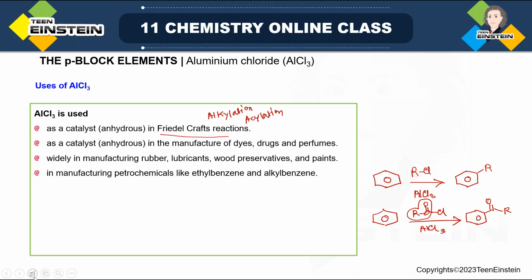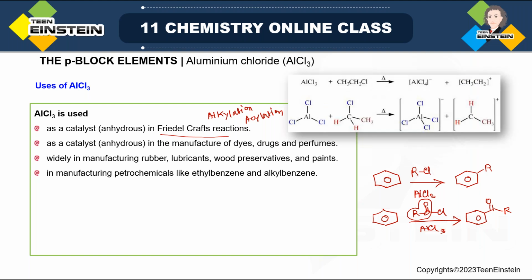But how is it acting as a Lewis acid, that is, what is the role of this AlCl3? If we want to understand that, just have a look here. Here we have taken this RCl, which is CH3CH2Cl, ethyl chloride. So in the presence of AlCl3, what will happen? This chlorine will be transferred towards AlCl3, as if it is accepting the chlorine in the form of chloride.